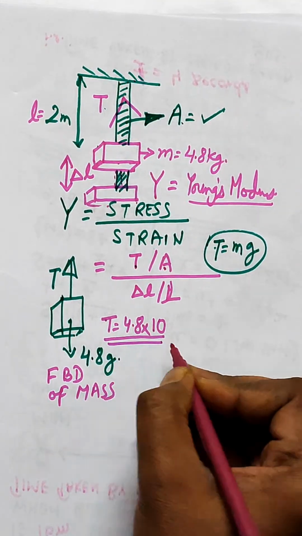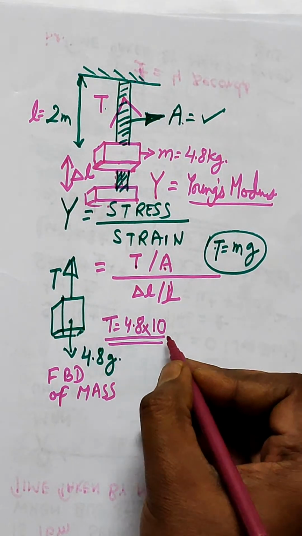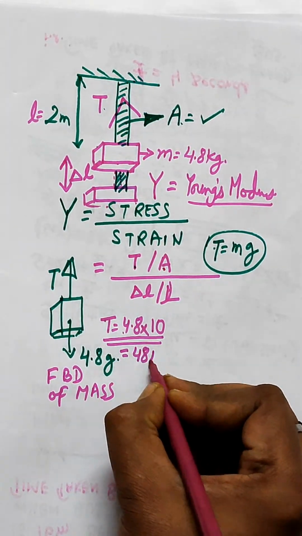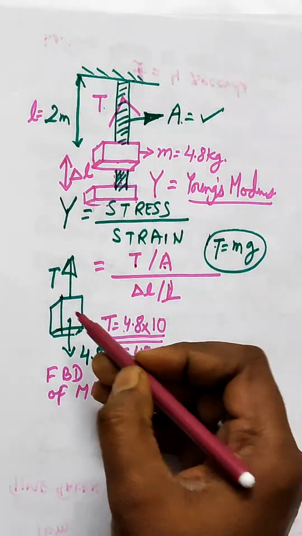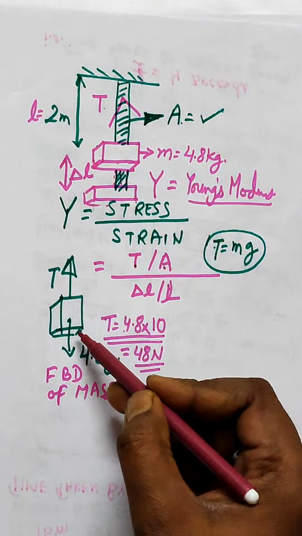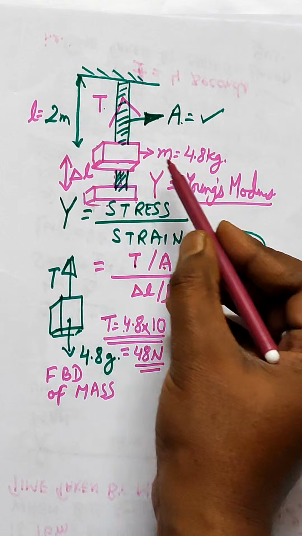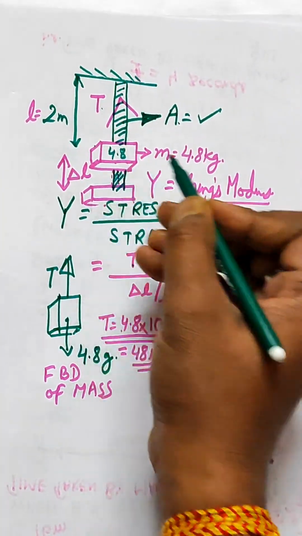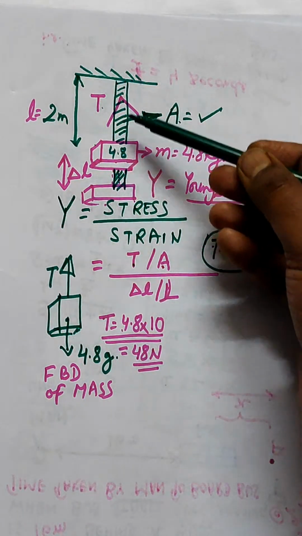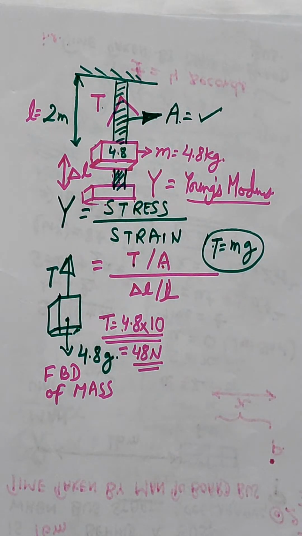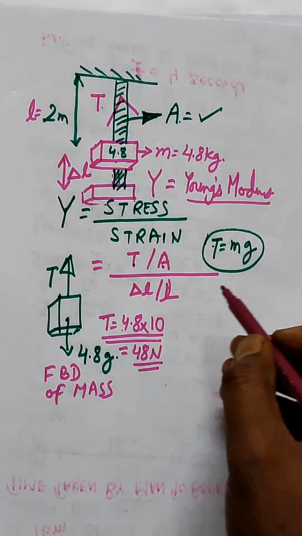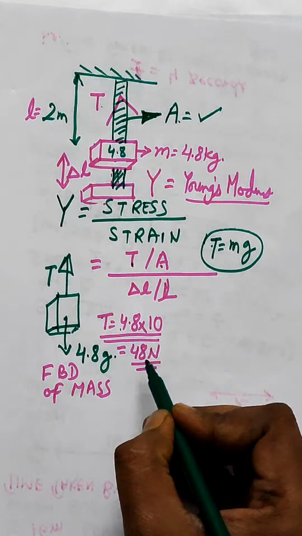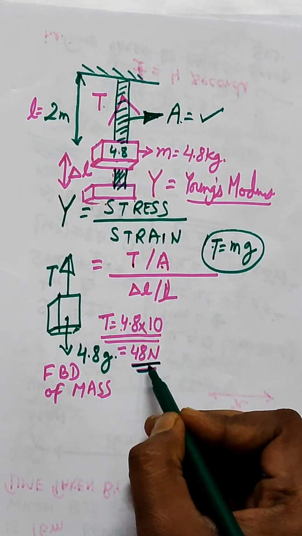In the shorts, I have written the question and explanations. So 4.8 will be coming as 48. So 48 Newton is the tension which is developed in this wire due to the weight of 4.8 kg. So this will elongate the given wire, right? Now we know the value of T. We calculated the value of T as 48 Newton here.